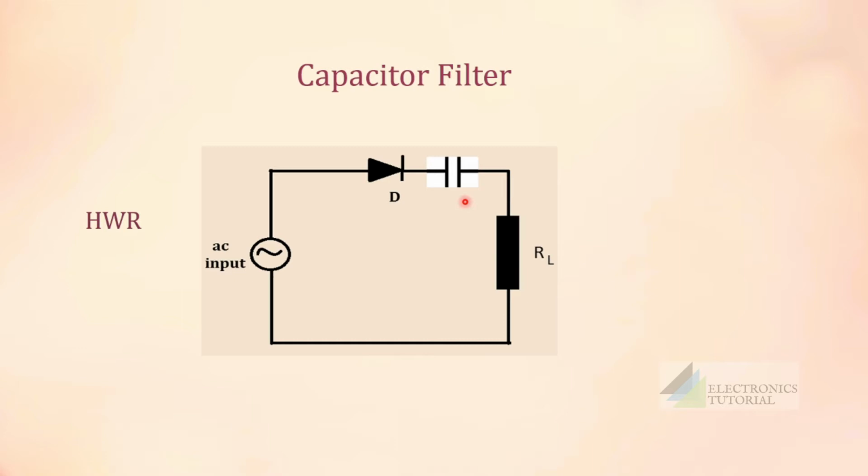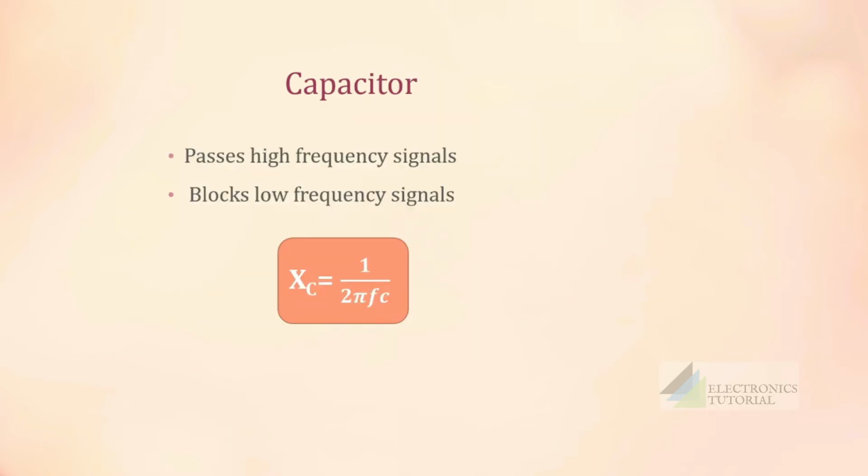If I place this capacitor here in series with this load resistor, it doesn't give us the required output. Why is it so? We know capacitors have a property to pass AC signals and to block DC signals. How can we say that a capacitor passes high frequency signals and blocks low frequency signals? It can be explained by the relation: the reactance of the capacitor XC is equal to 1 by 2 pi F C. F is the frequency of the signal used and C is the value of the capacitor.